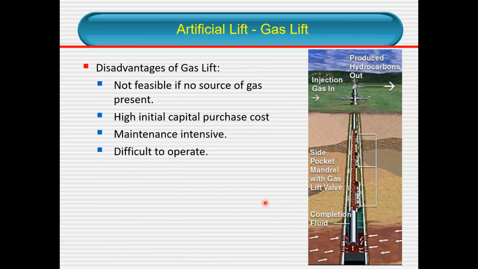Disadvantages of gas lift, of course. The first one: if there is no gas present, it is not possible. High initial capital purchase cost, yes, the initial, but once it is already in operation, the cost is quite optimum. It can be used. Maintenance intensive.